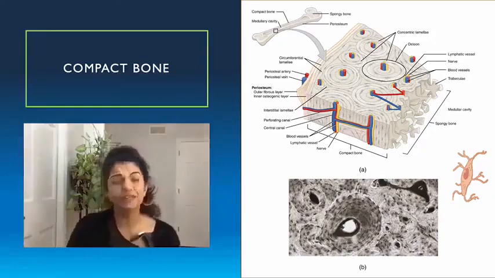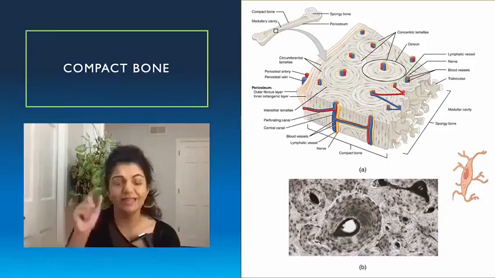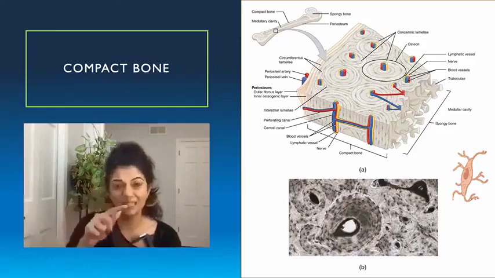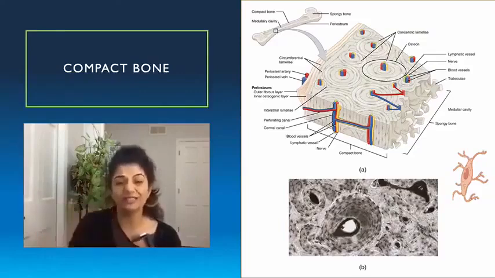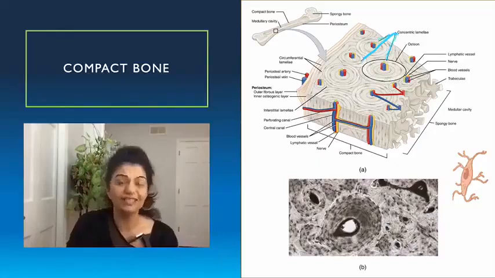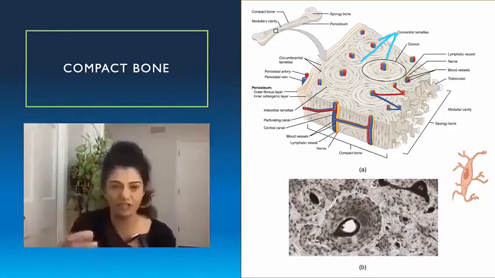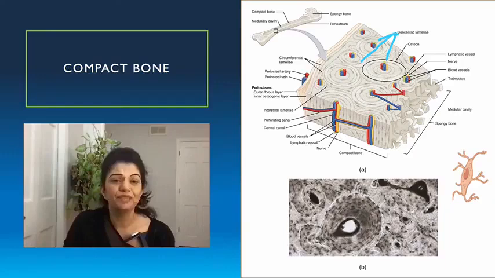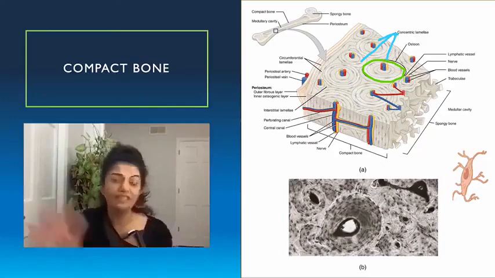Talking about compact bone. Whenever I look at any histology of compact bone, it's so easy to remember because it's so distinct, right? Think about compact begins with a C, and the histology shows these concentric circles, which also begin with C, right? And that's how you know that this is compact bone. It's a very characteristic feature.